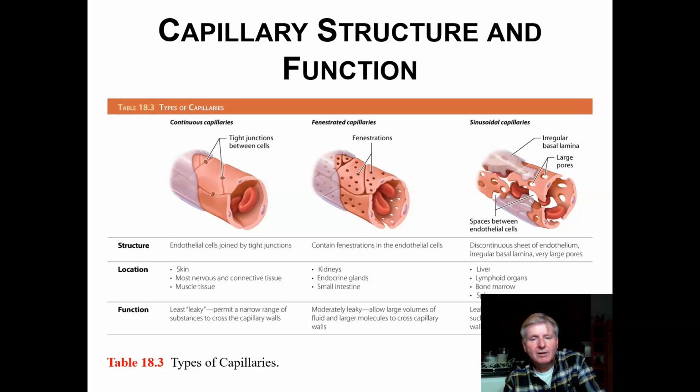Also, you have fenestrated capillaries, these little windows, in the kidneys, endocrine glands, and small intestine. They're moderately leaky, so they allow larger volumes of fluid and larger molecules to cross the capillary wall. And then you have your leakiest capillaries, which are your sinusoidal capillaries, like in the spleen, in the liver, the bone marrow, as well as your lymphoid organs. They're leakiest. They allow larger substances and cells to cross the capillary walls. So you see these in places like the spleen, where your red blood cells are degraded, okay, or your medullary cavity.